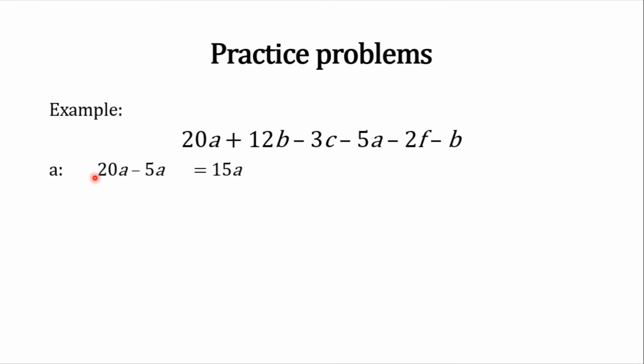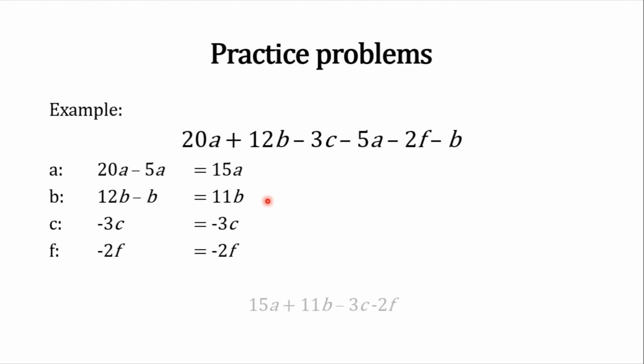So we can do it this way. 20a minus 5a is 15a. So 20a negative 5a gives us positive 15a. Then we have 12b minus b equals 11b. Then we have negative 3c, which is simply here, and then negative 2f, which is here. All we need to do is put this in one expression, since we are asked to simplify. So that's 15a plus 11b minus 3c and minus 2f.